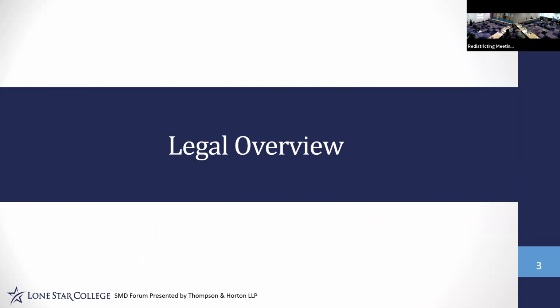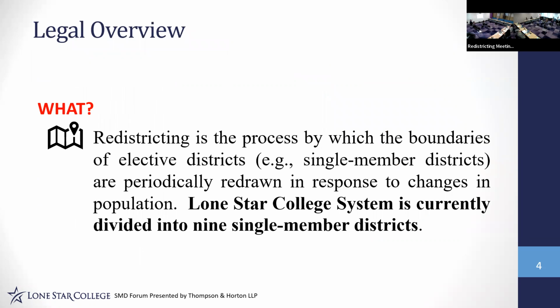Thank you, Lisa. So for a brief legal overview, we're going to answer 4 very simple questions: what, why, when, and how when we're thinking about redistricting. So the first, what is redistricting? Well, the technical definition is the process by which the boundaries of elective districts are periodically redrawn in response to changes in population. How do we know what the changes in population are?